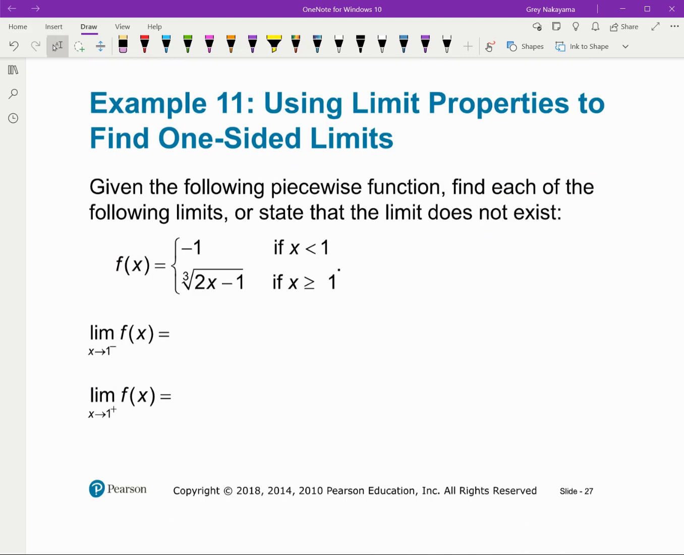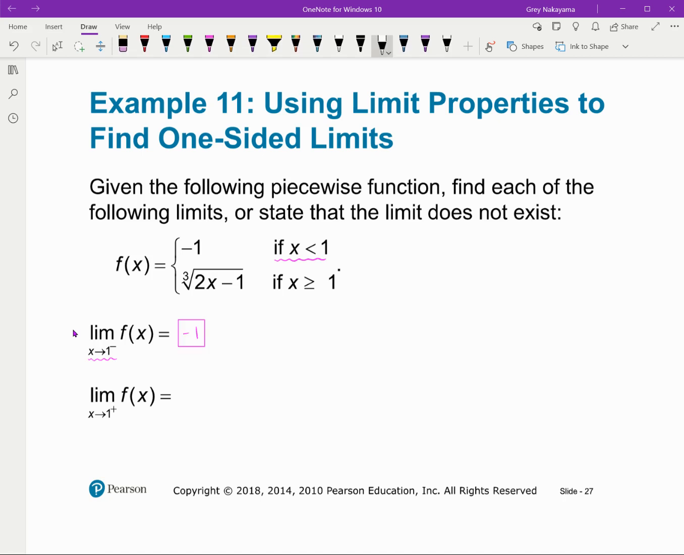Okay, this says f of x is -1 if x is less than 1, and the cube root of 2x minus 1 if x is greater than or equal to 1, and that's just a period for the end of the sentence. Anyway, the limit of f of x as x approaches 1 from the left. So 1 from the left of 1 are those numbers that are less than 1. That means I'm going to use that function and plug 1 into that function. Well, that's a constant function because there's no x. So that limit is just -1.